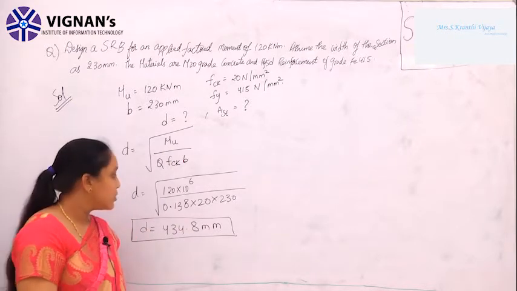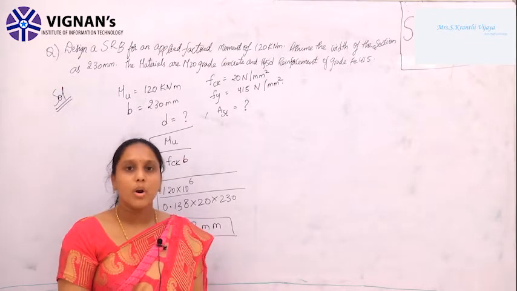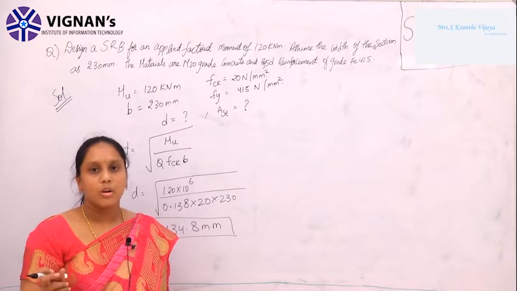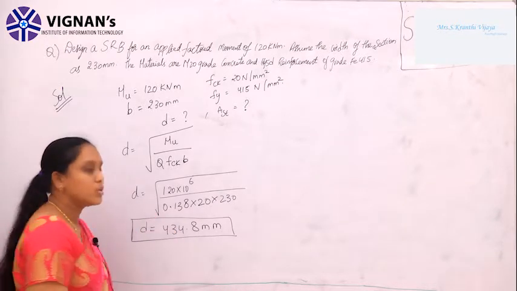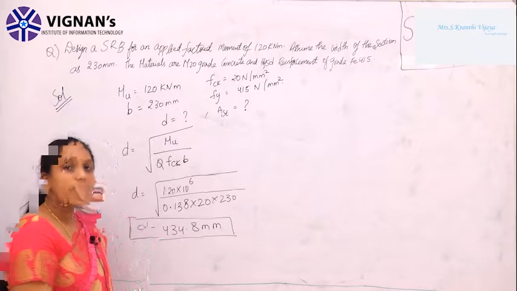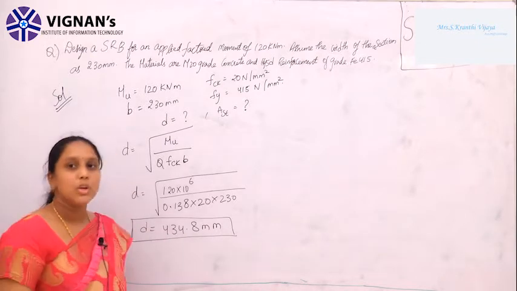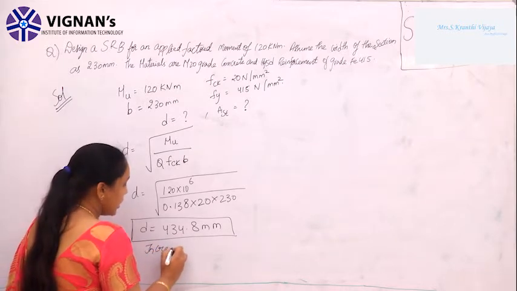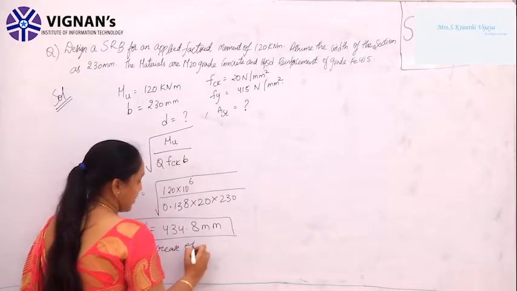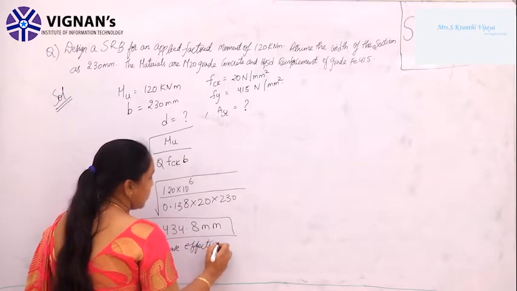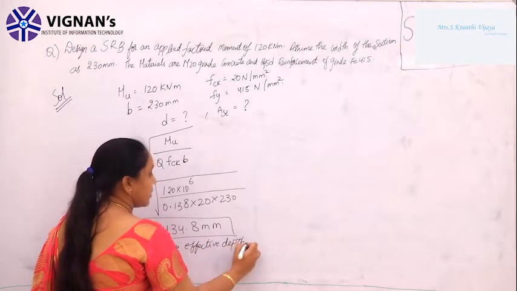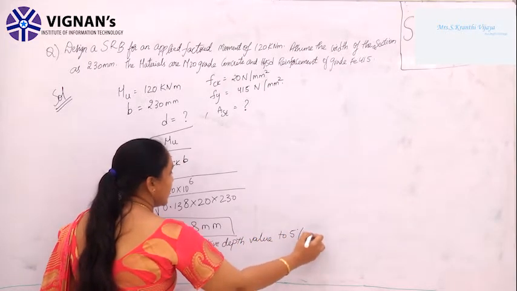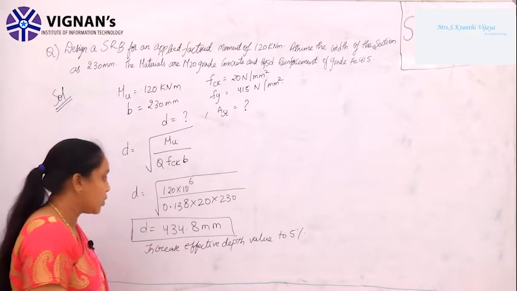Now we have got the effective depth for this moment as 434.8 mm. Whenever you are designing, consider the effective depth a bit more than this value. I am increasing the effective depth by 5% extra. So increase the effective depth value to 5% more. Okay, 5% more you have to increase.